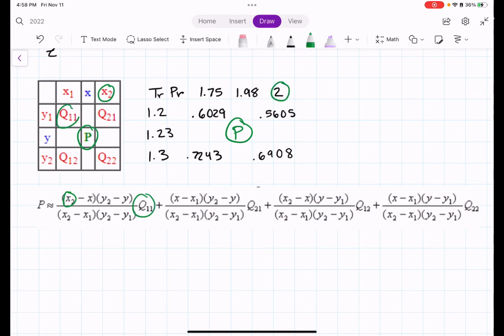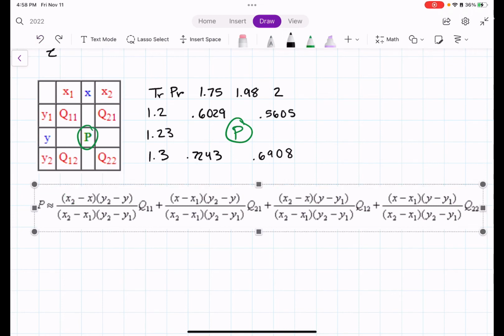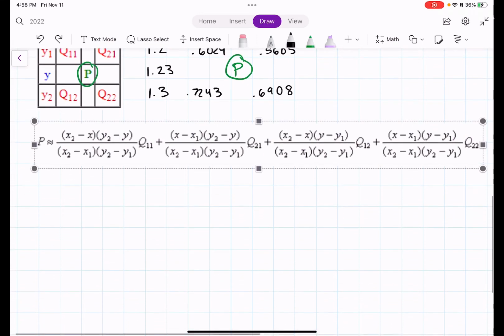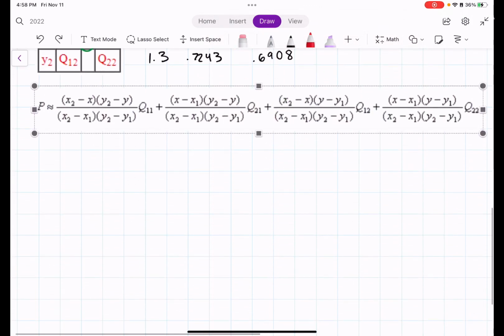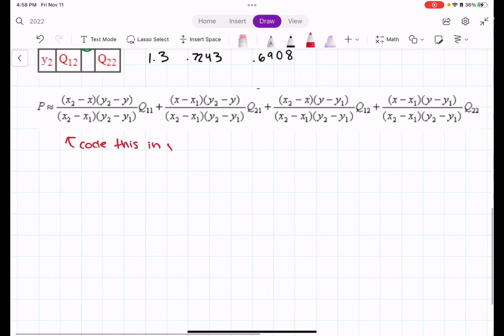Q11 is this value, which is our value right here. So it's just a bunch of plugging and chugging, which I'm not going to waste my time doing because we need to move on. After you plug all of your values into this equation, I'm going to go ahead and write down the code to put in your calculator.